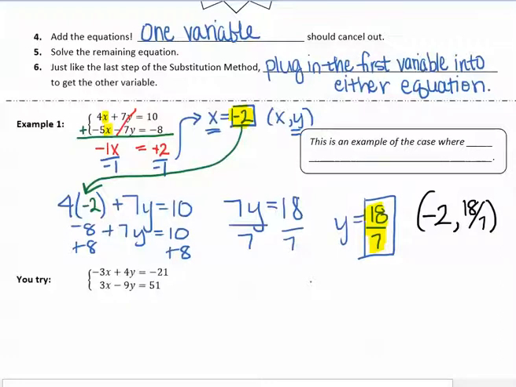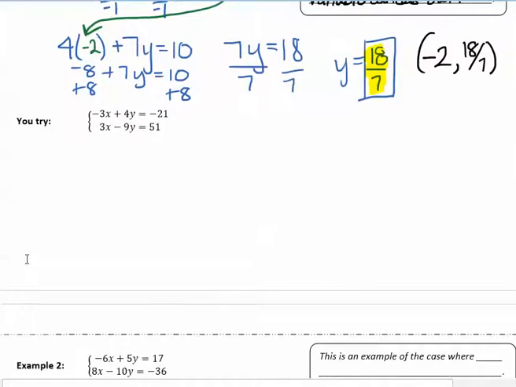Now imagine you had to do this with graphing, solving by graphing. That would be gross. Okay, so this is an example of a case where one of the variables cancels out, and we didn't have to do anything. Okay, so right here where it says you try, I want you to give that one a try. -3x plus 4y is equal to -21, and 3x minus 9y is equal to 51.